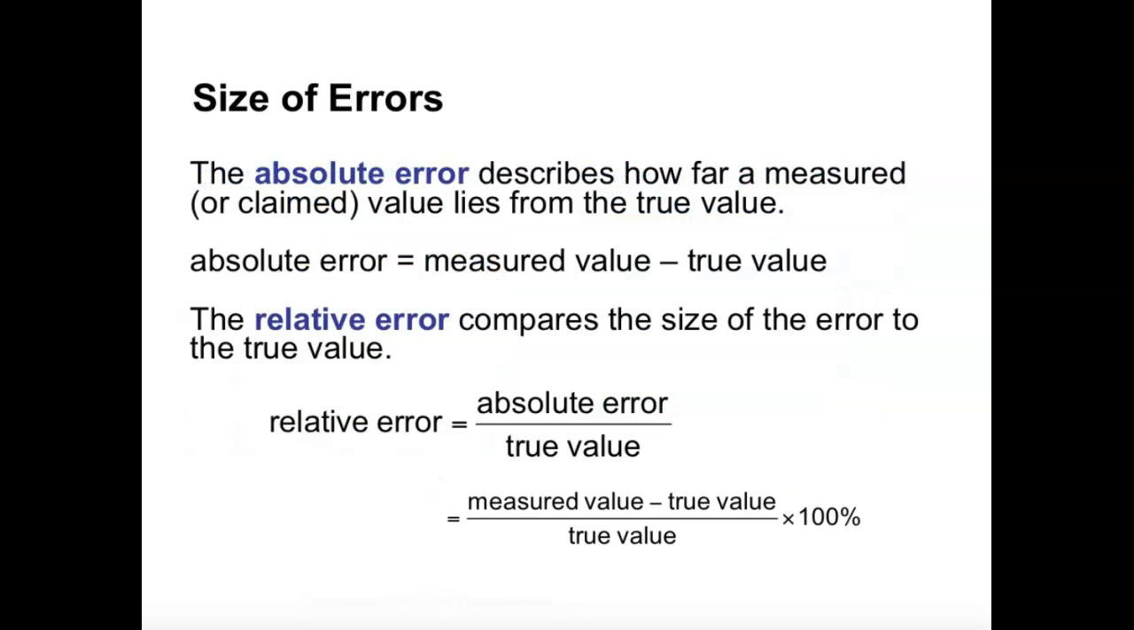All right, let's talk about absolute error. Absolute error describes how far a measured value is from the true value. To find absolute error, you take the measured value and subtract the true value. Then relative error compares the size of the error to the true value. So relative error is a percentage. You take the absolute error and you divide by the true value.